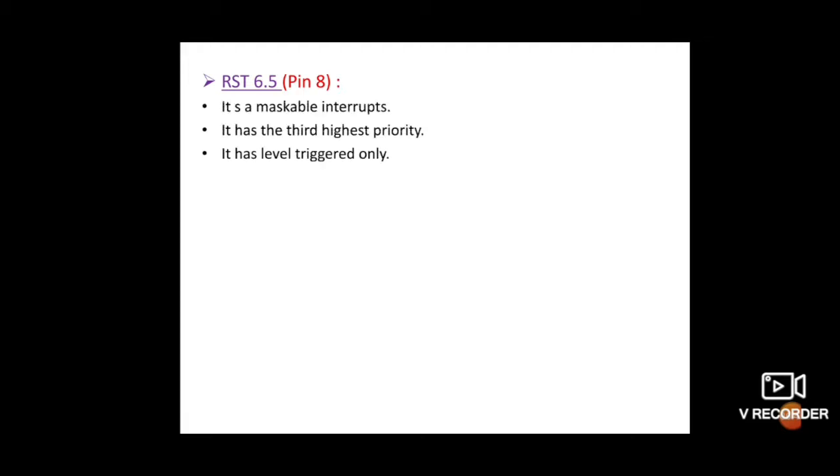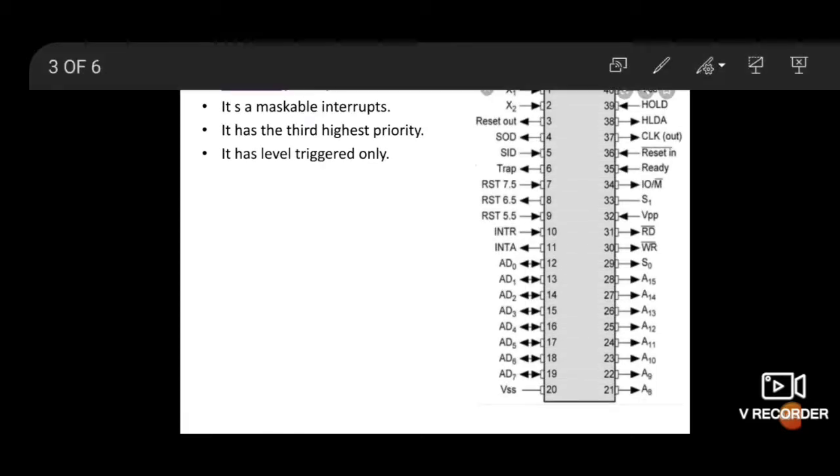Now the next pin is RST 6.5, that is pin number 8. See here, that is pin number 8 and pin number 9. See here.